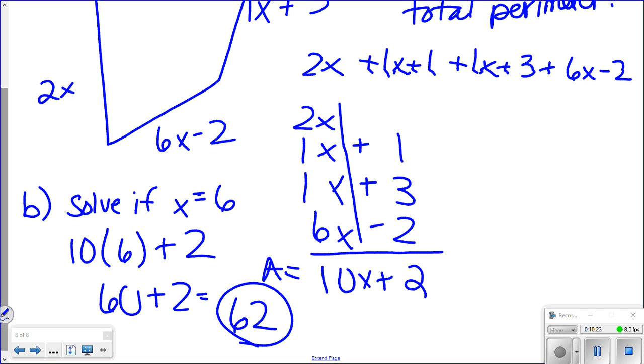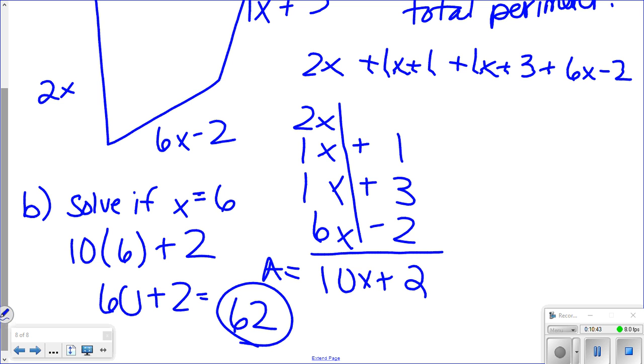So they're going to have you do two things. They're going to have you add up all the sides, and then most likely they're going to have you put something in for the variable to solve it. Okay? Any questions so far? Questions?